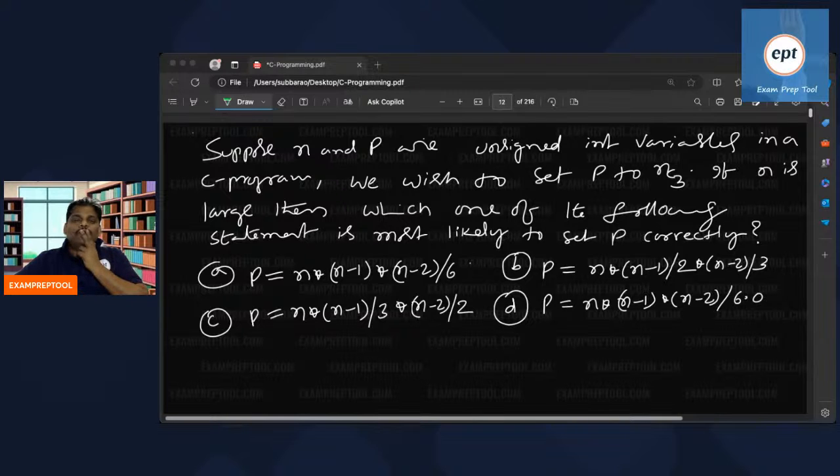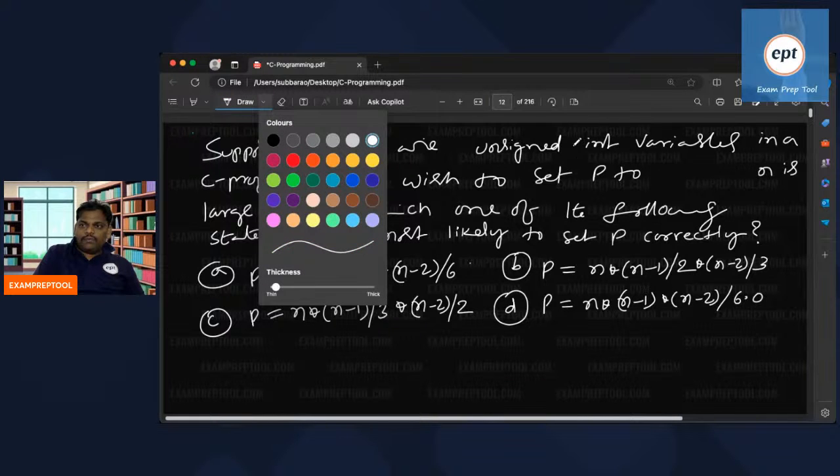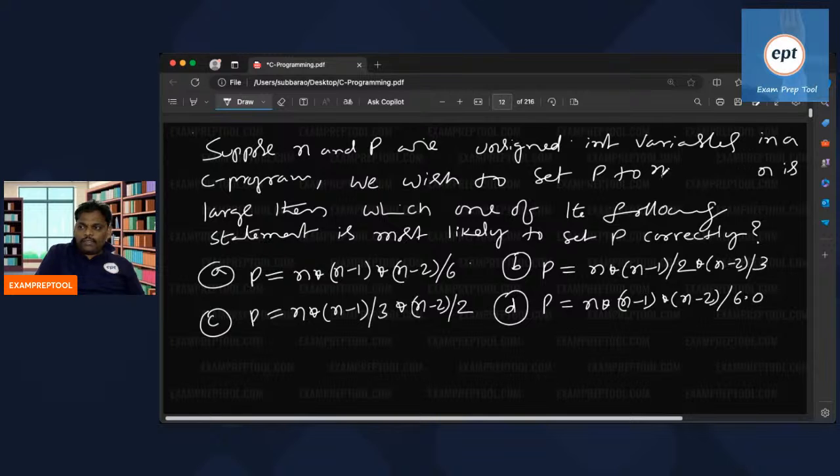Can you try, what is the output of this program? Suppose n and p are unsigned integer variables in a C program. We wish to set p to nC3. I am writing it also. If n is large, then which one of the following statements is most likely to set p correctly?